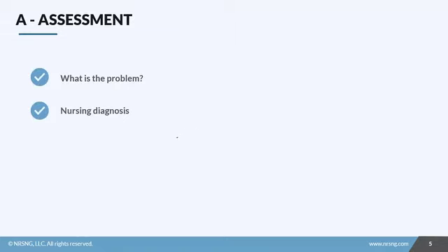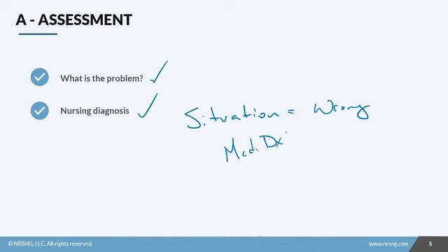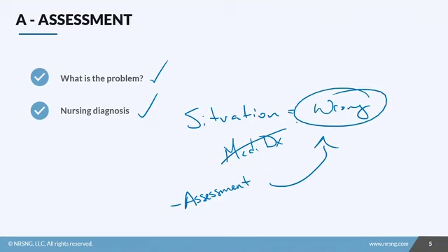A in SBAR is for assessment. This is part of the SBAR where you look at what we think the problem is. It also looks at the nursing diagnosis. There's a great lesson on nursing diagnosis, so go check that out if you haven't seen it. But this is basically analyzing the situation as to what's going on, what's wrong with the patient, or what we suspect is wrong. We don't want to make a medical diagnosis here. The other thing you're going to want to do here is include your own assessment findings to back up why you think whatever's wrong is going on.